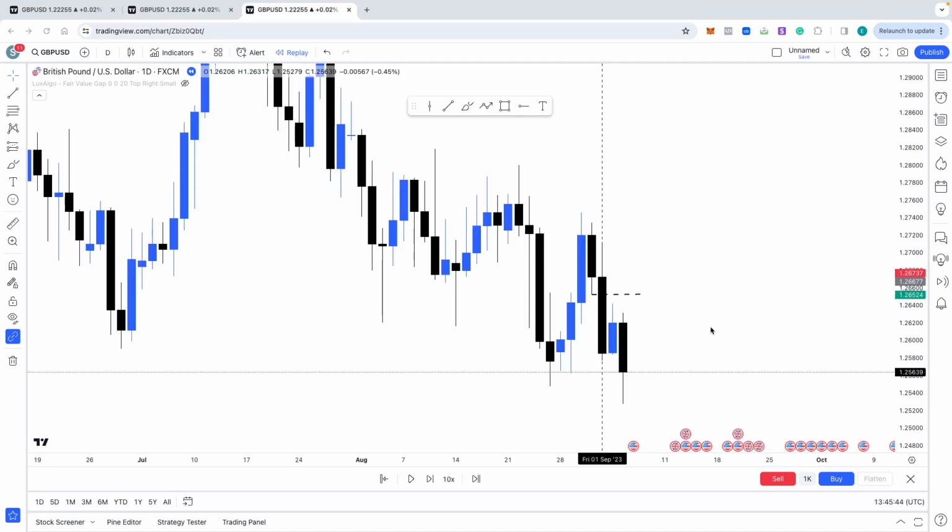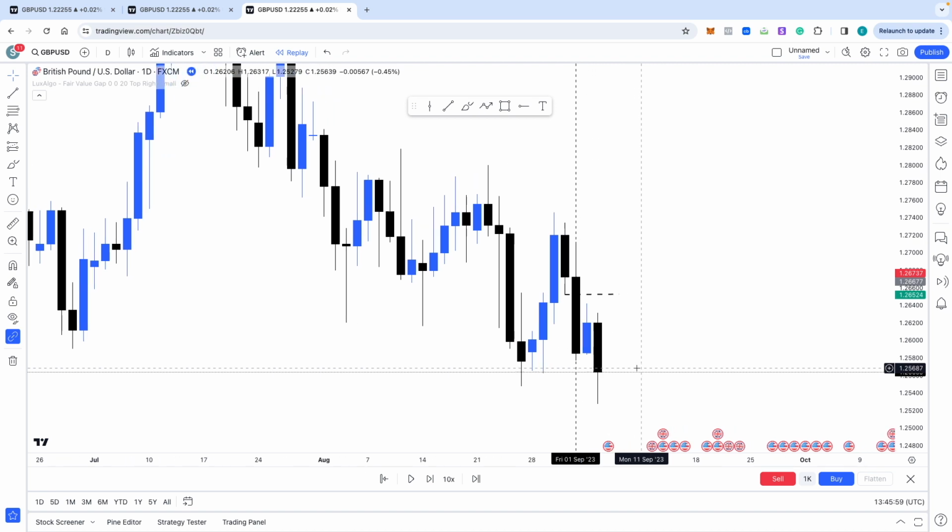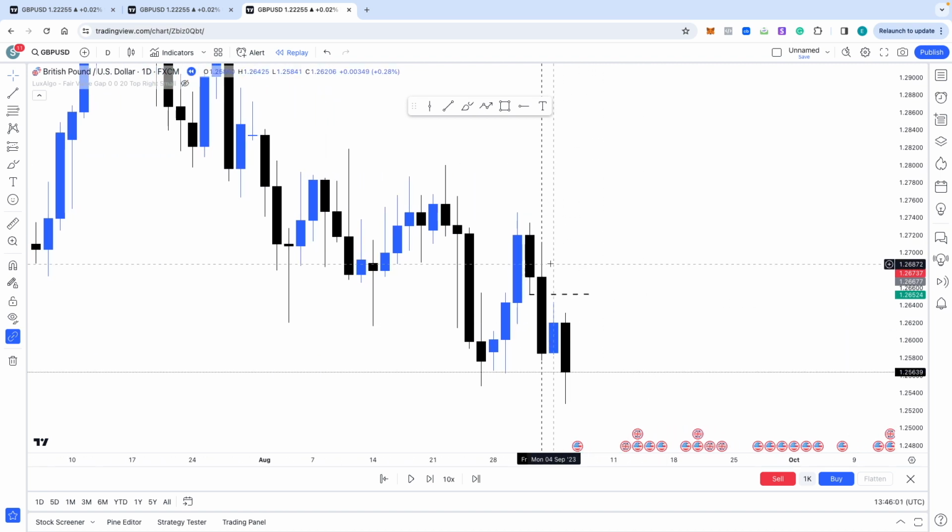All right, so the second trade was one I took a couple of days later, and that was on again, GBP USD. And I think this one was on Wednesday, the 6th of September, that I took this trade. So I could see that, again, we were still bearish on the daily time frame.